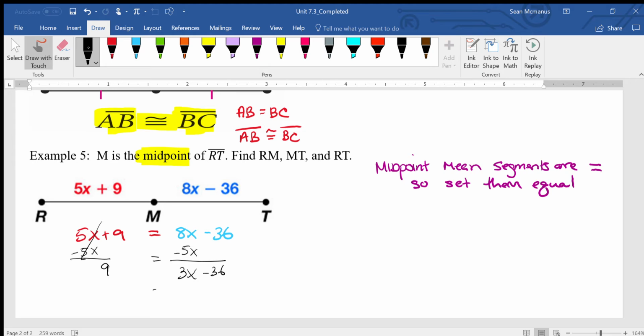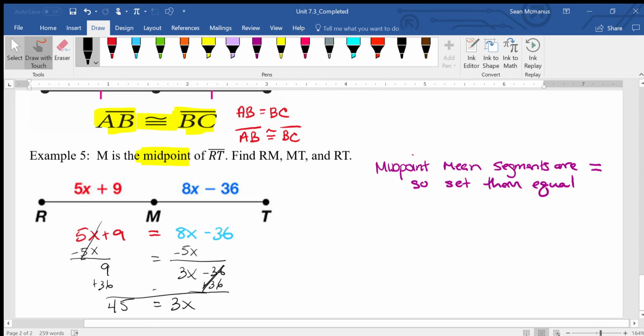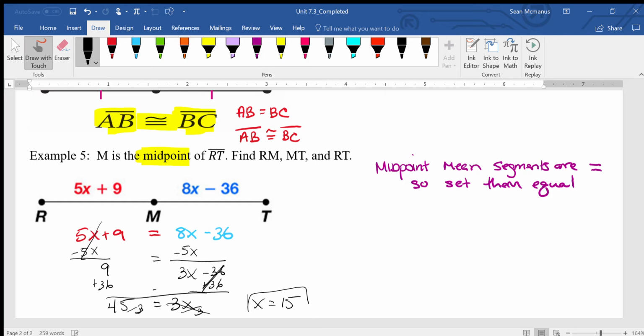And then I want to add 36. And that'll give me 45 on this side. Those canceled, and I'm left with 3x. So if I divide both sides by 3, all right, x equals 15. So I'm able to solve for x, and then I can plug that back in to either one of these or both, depending on what it asks me to do. This one asked me to find the whole thing.